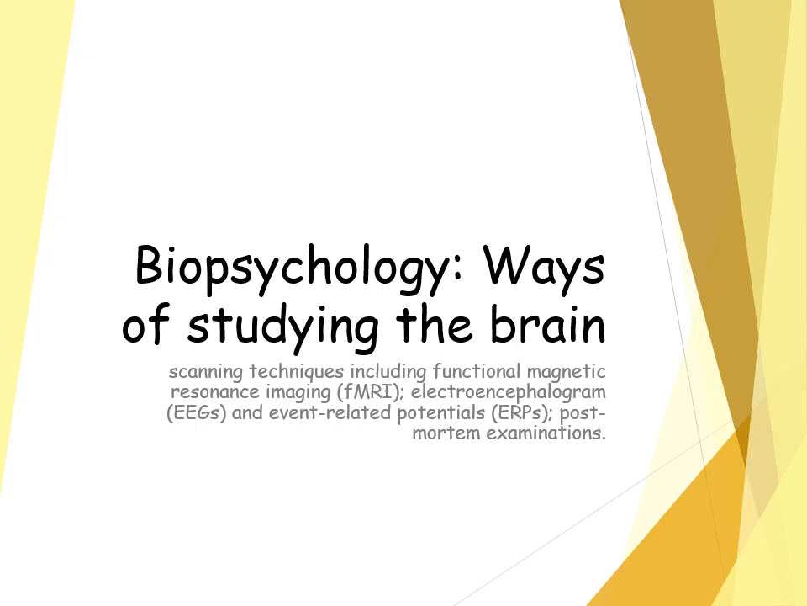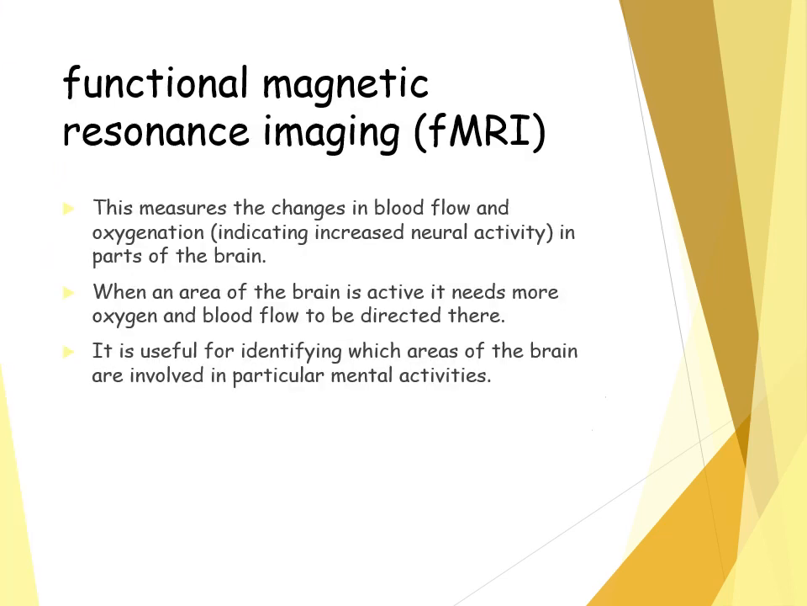Ways of studying the brain. So you have scanning techniques, which includes fMRIs, EEGs and ERPs, and it's important that you know that they are scanning techniques. And then you have a fourth way of studying the brain, which is post-mortems. So it's important to make that distinction between studying and scanning the brain, because there have been times when they've asked specifically for scanning techniques and students have talked about post-mortems, which isn't a scanning technique, it's just a way of studying the brain.